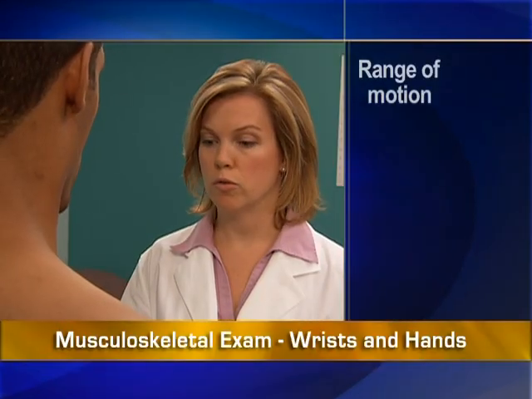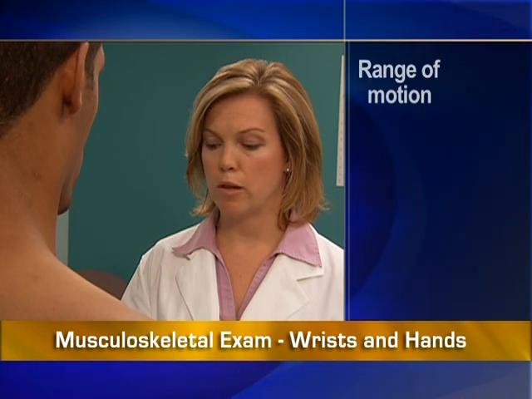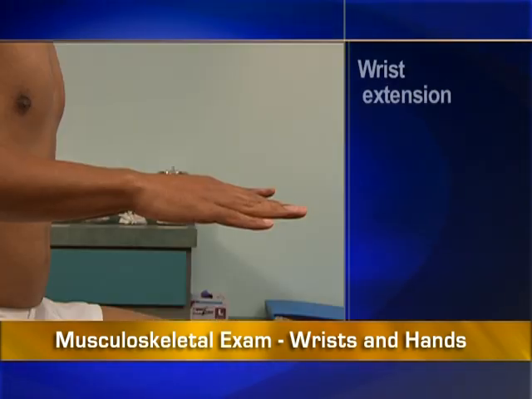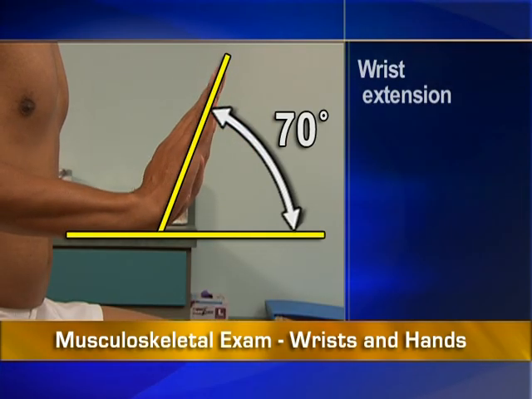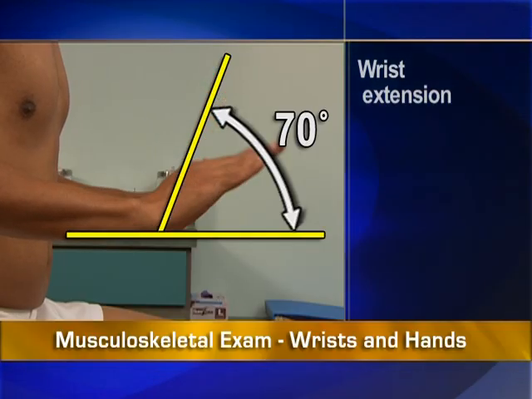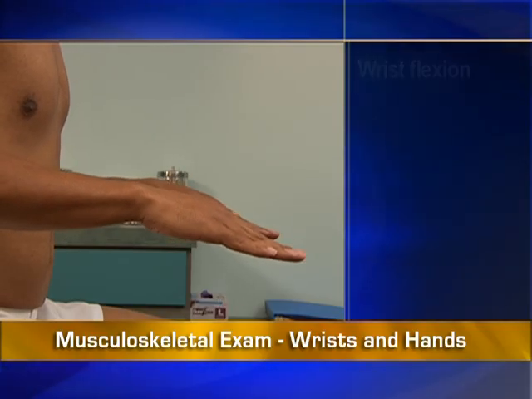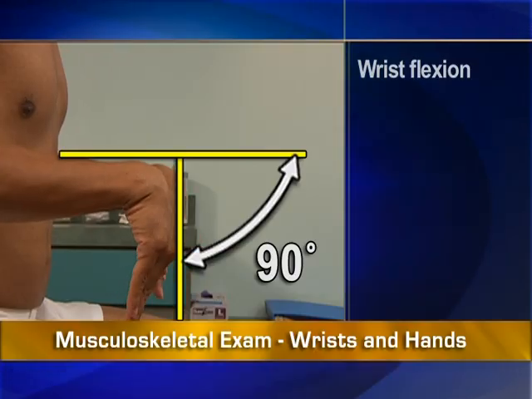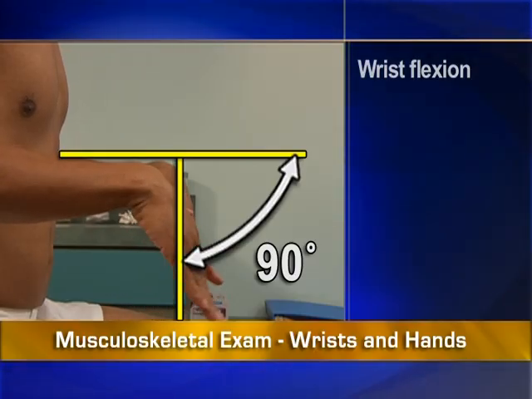Now I'd like you to put your arms at your sides. Next, test range of motion by asking the person to perform wrist and hand movements. You should see wrist extension of 70 degrees. Fingertips up, flexing your hands upward. Wrist flexion of 90 degrees. And the hands all the way down, pointing to the floor.